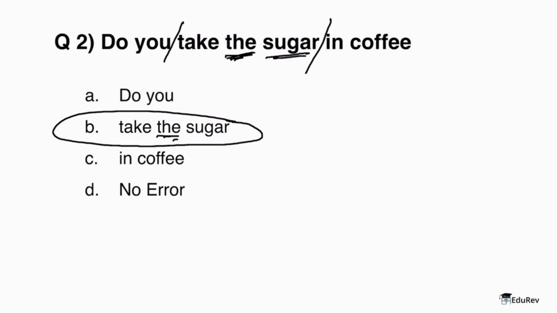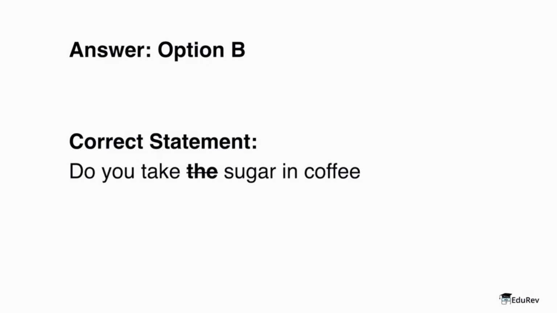But if instead of this we were talking about specific sugar, like pass the sugar on the table, then we could use the article the. But whenever we are talking in the general sense, the article the will not be used. So the correct sentence here would be, do you take sugar in coffee? Let's look at the correct statement. As you can see, the correct statement is, do you take sugar in coffee? And the right answer is option B.